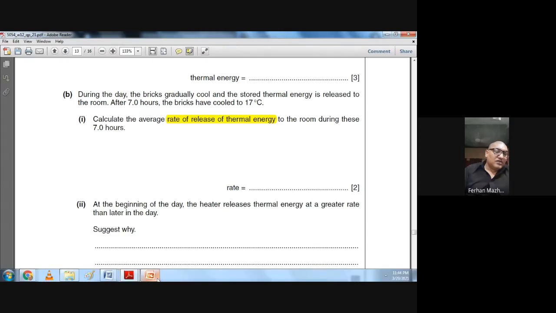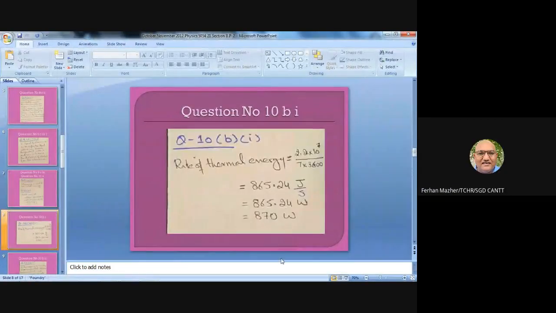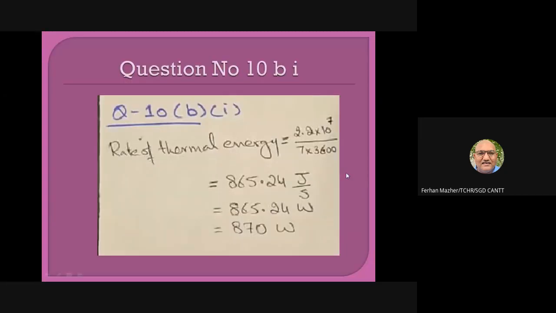So let me show you my work. It's a 2 mark numerical. I have done this. The rate of thermal energy will be equal to the thermal energy divided by the time. The thermal energy is 2.2 × 10^7 joules, and the time is 7 hours, which in seconds is 7 multiplied by 3600, and the final answer will be 865.26 watt. So you can say 870 watt.